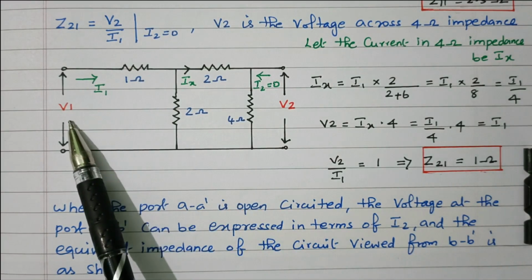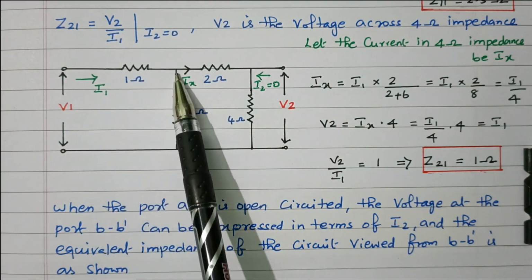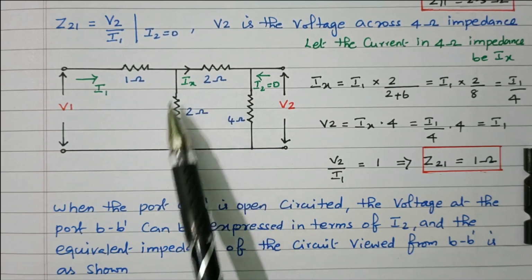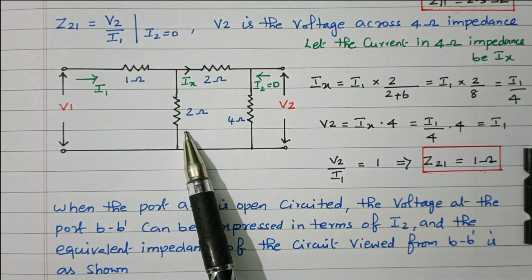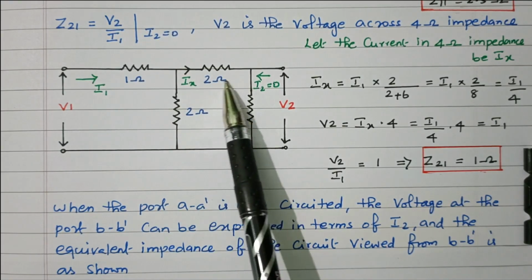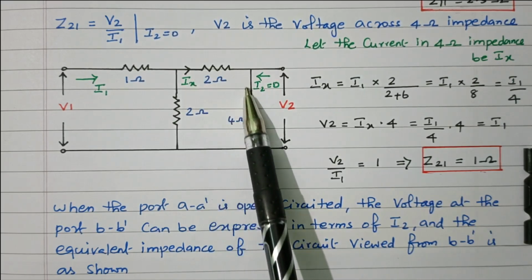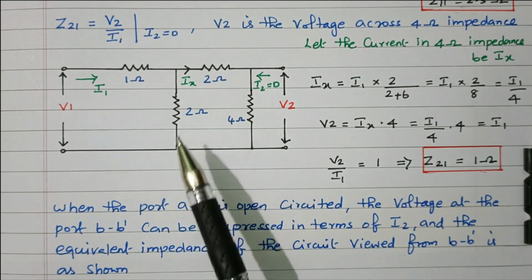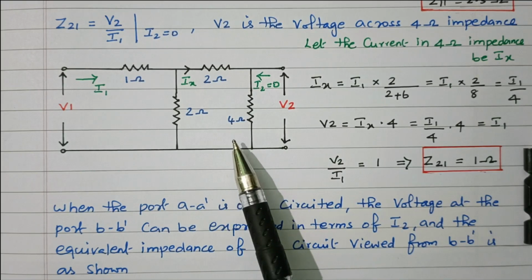Now refer to this. This is V1. Current I1 is flowing, the input port current. At this point current is divided. Current is divided to the 2 ohm resistor. Another current is divided to this 2 ohm and 4 ohm connected in series, so a 6 ohm resistor. The balance current will flow through the 6 ohm resistor. So one branch is the 2 ohm resistor, another branch is the 6 ohm resistor.